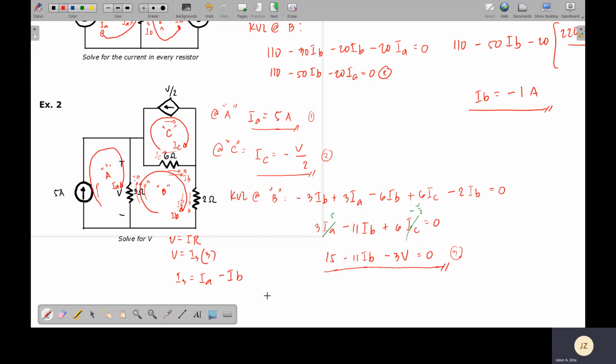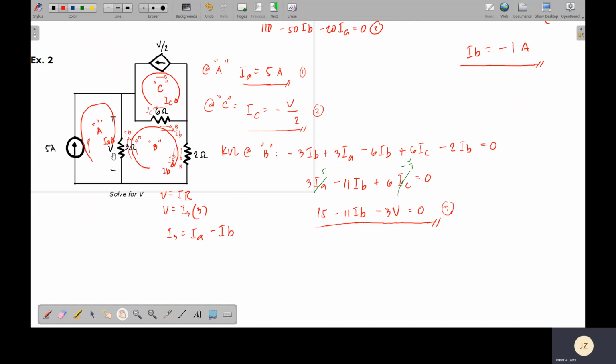minus IB. Okay? So, sir, what will happen if this is IB minus IA? Again, it will not matter because you will just have a negative value if the directions are reversed. So it doesn't matter. Let's have I3 as IA and IB, but take note since they are opposing each other, there will be a difference between IA and IB. So with this, take note, IA is 5. So therefore, my V will become 5 minus IB times 3.